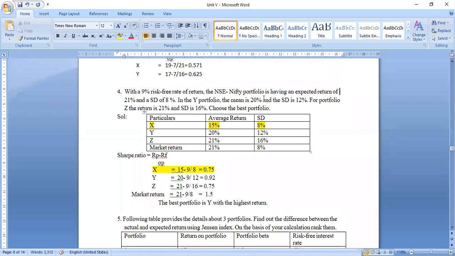Or if you want, you can frame a sentence like: in the X portfolio, the mean is 20% and the standard deviation is 12%. In that way we can frame the sentence and you can take these values. And out of the three we can choose the best portfolio.